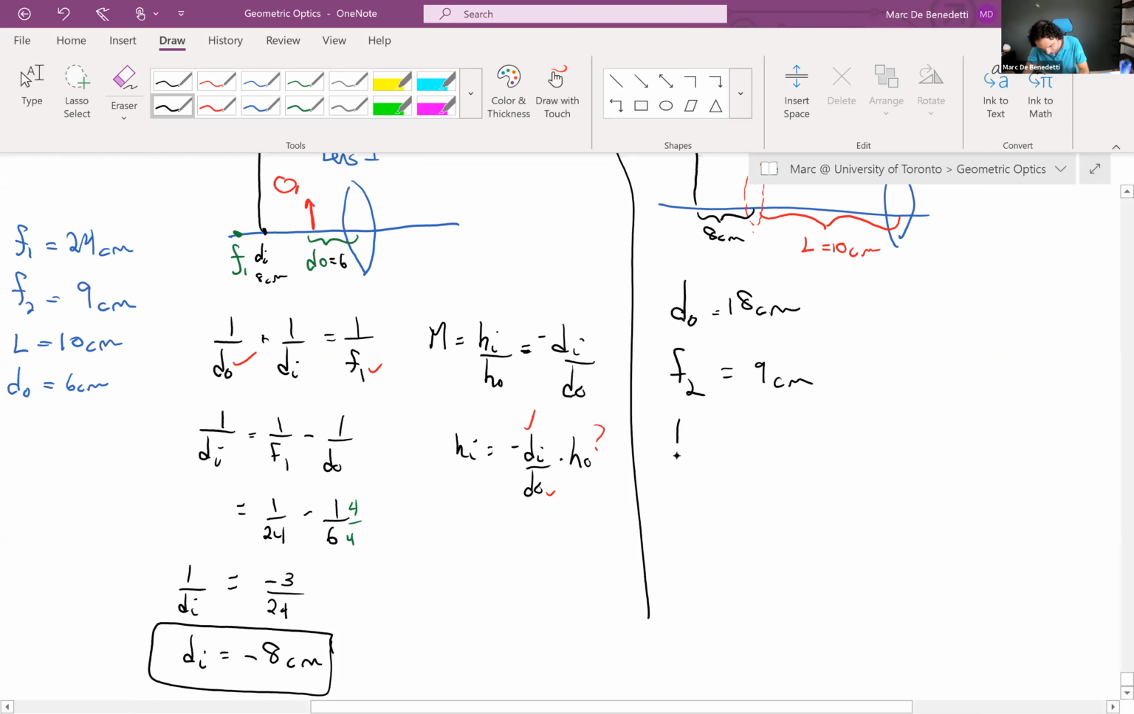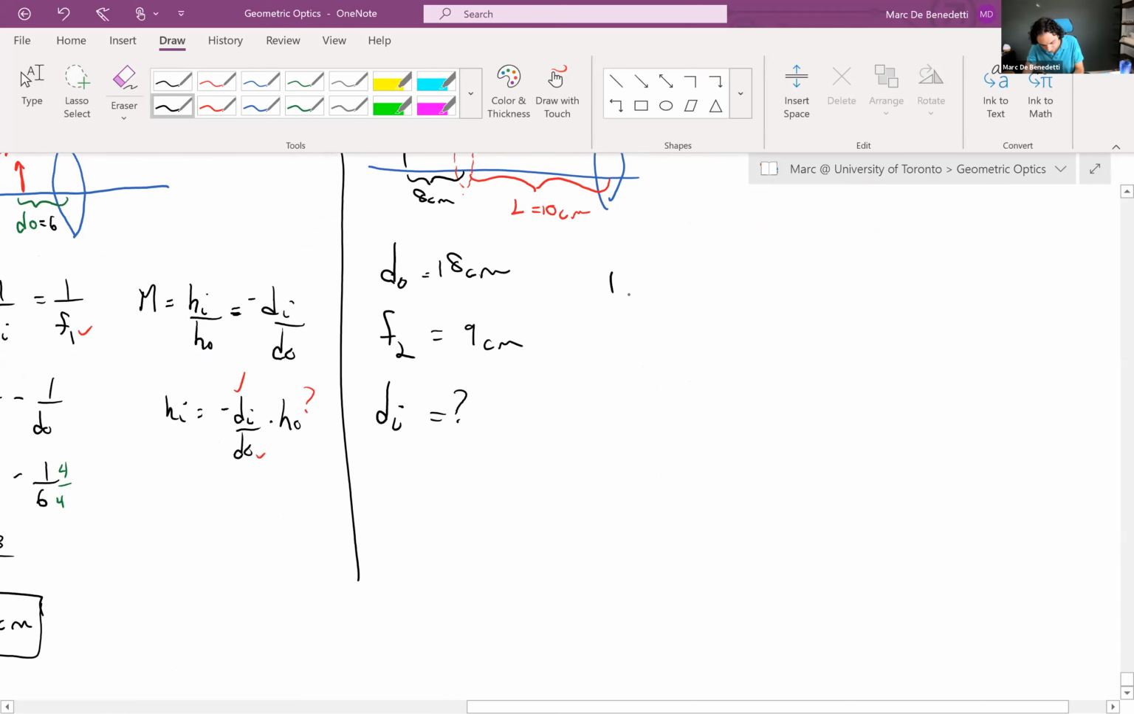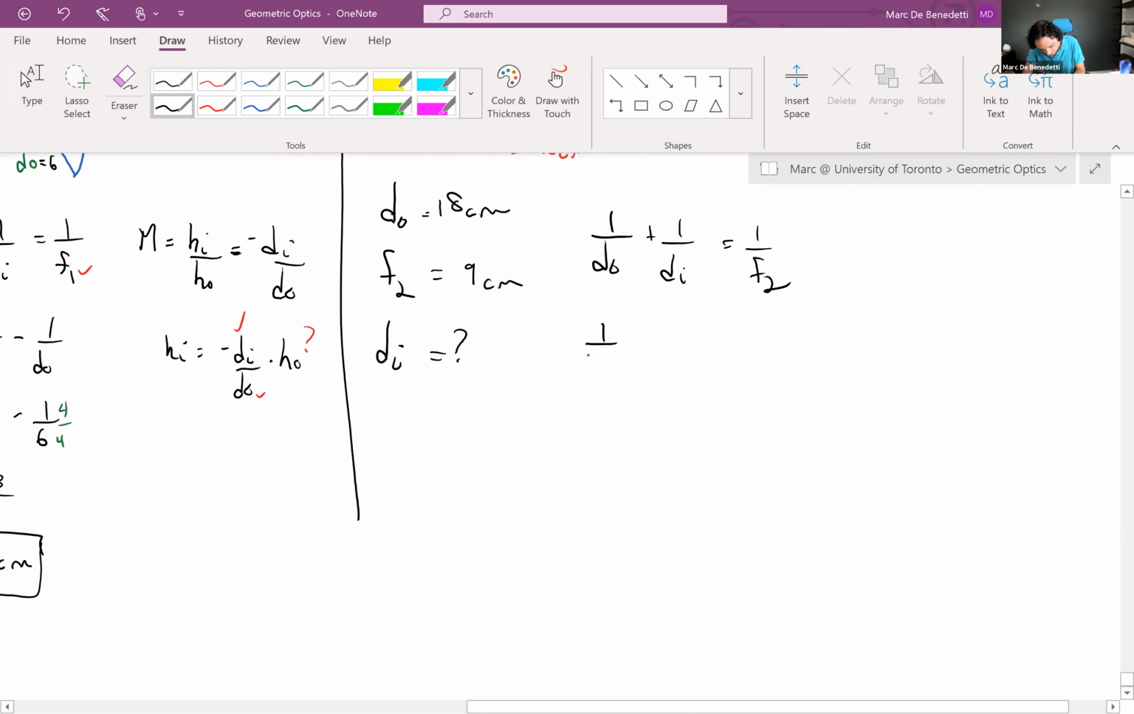What are we looking for? We're looking for the distance of the image. We want to know the location of where the image of the second lens is going to be. And again, we just apply the thin lens equation, just with the values from the second lens instead of the first lens. Let's rearrange first. I don't want to plug in values. So 1 over DI is going to be 1 over F2 minus 1 over DO.